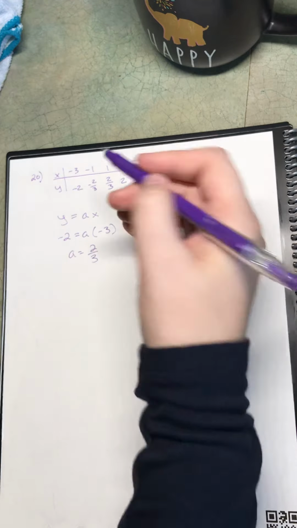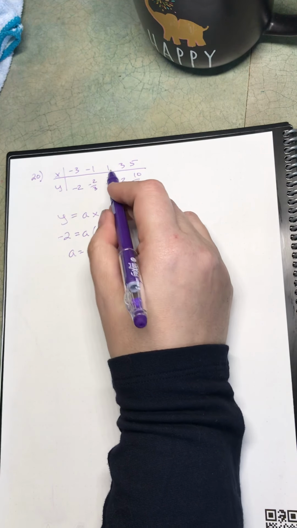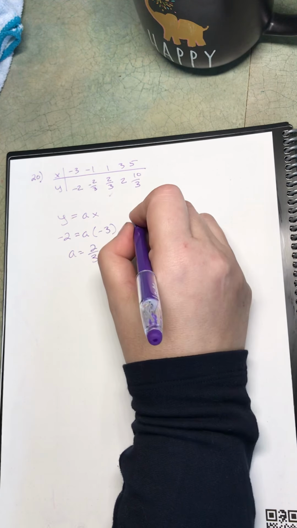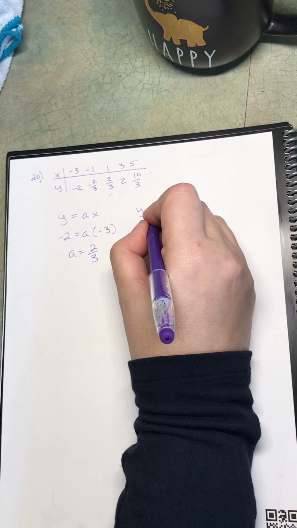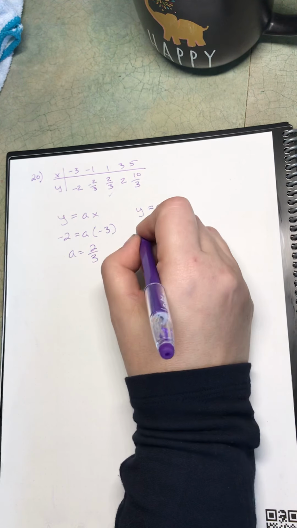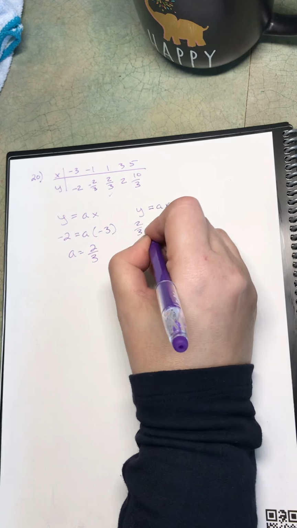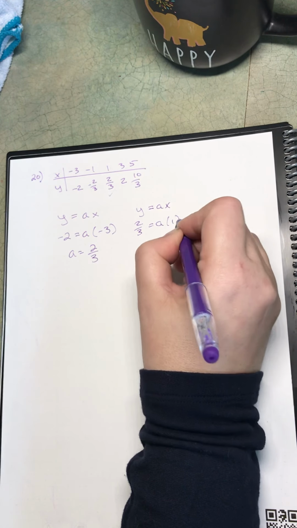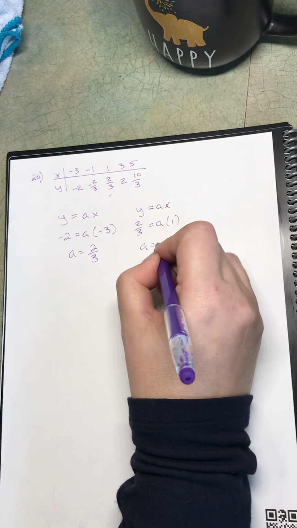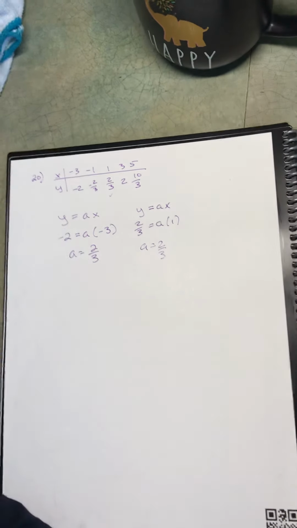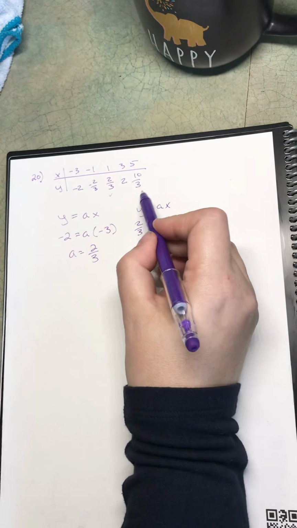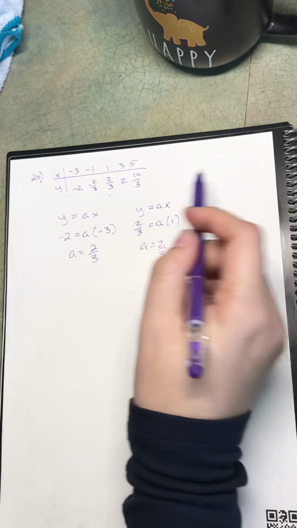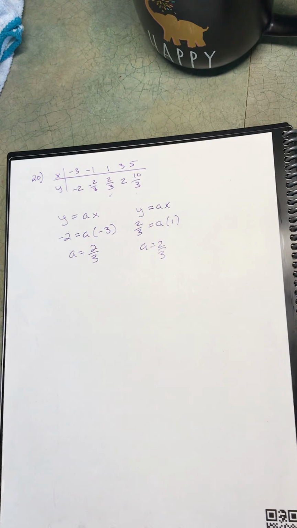Okay, now I'm going to pick another couple points. I'm going to pick this one, y equals ax. So 2/3 equals a times 1. A equals 2/3. Great. So we're just making sure that it follows that pattern, that it's always adding 2/3.